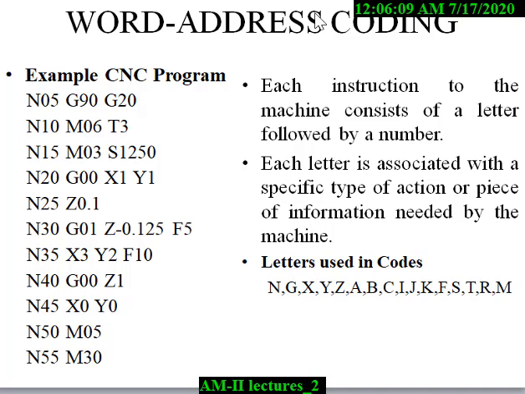Then in the next line, N25, will be Z0.1. So Z0.1 means the tool or the drill bit will approach the workpiece up to 0.1 inch. The surface of the workpiece will be considered as the zero position for the tool, that is Z0. So the tool will be moved to 0.1 above the work surface. Then N30, that is G01, is the linear interpolation. It will move with the specified speed, and Z is specified as minus 0.125 inch.